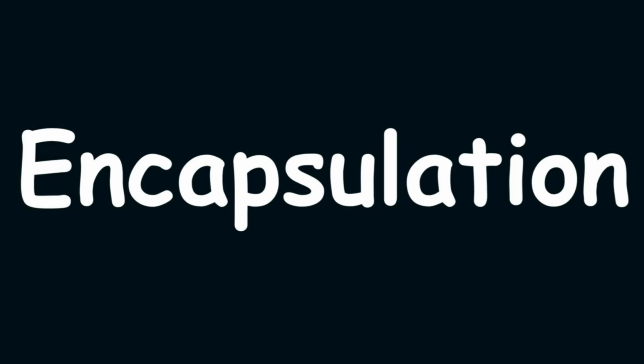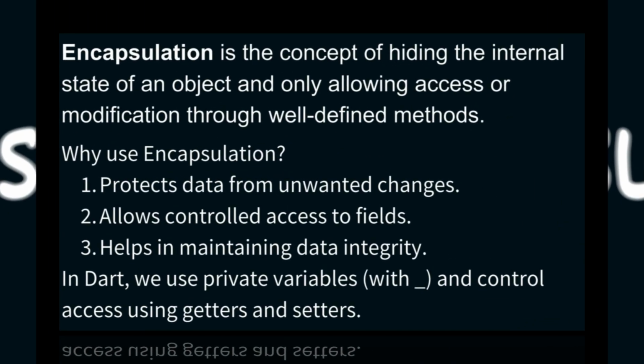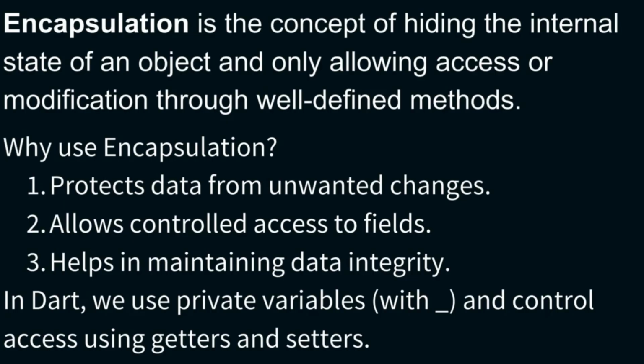In this tutorial, we will explore the concept of encapsulation, understand its importance, and learn how it helps in structuring secure and well-managed code. Encapsulation is a fundamental concept in object-oriented programming that helps in protecting the internal details of a class. Instead of allowing direct access to variables, we restrict it and provide controlled ways to read or modify data.